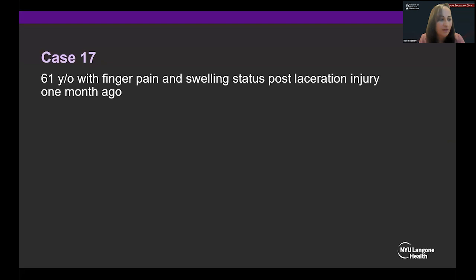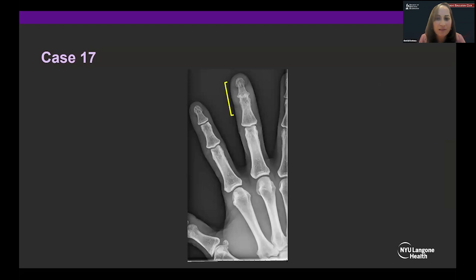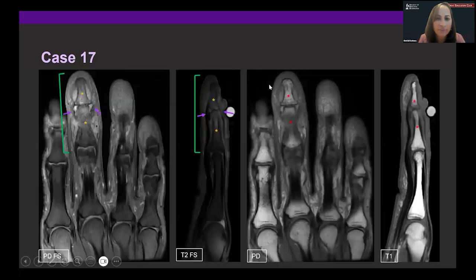Now our last case, we have a 61-year-old with finger pain and swelling after a laceration injury 1 month ago. So in this case, we can see this severe joint space narrowing at the third distal interphalangeal joint with overlying soft tissue swelling. We can see bone marrow edema pattern within the distal phalanx as well as within the middle phalanx along that distal interphalangeal joint. We can see joint effusion and synovitis, and then we can see this extensive soft tissue edema around the finger.